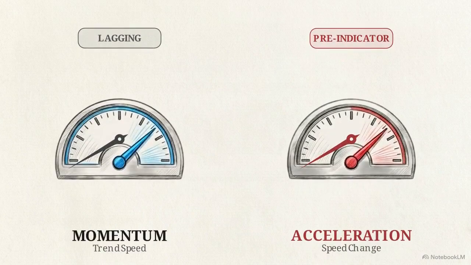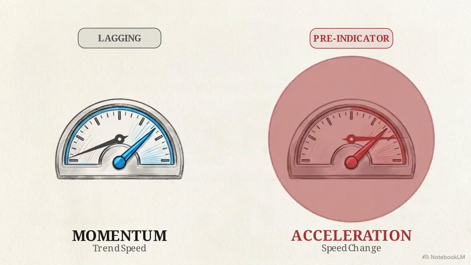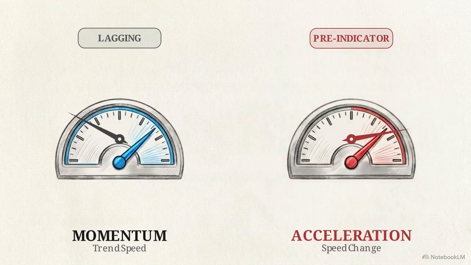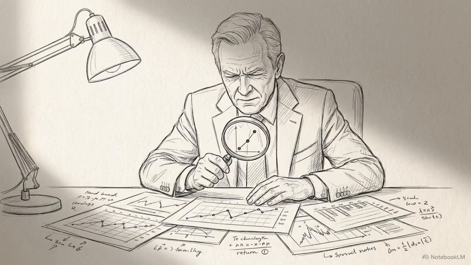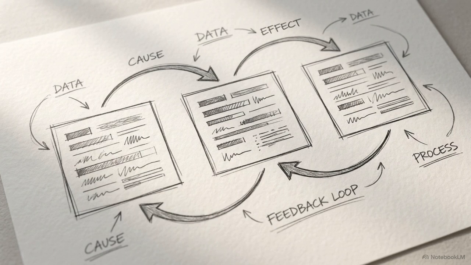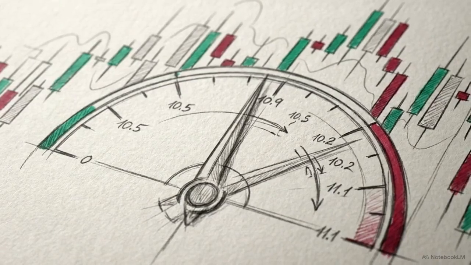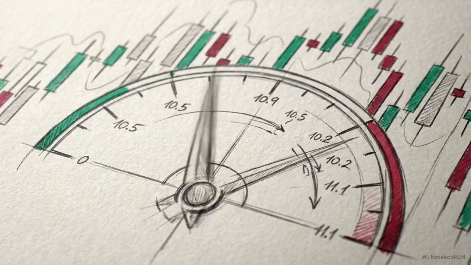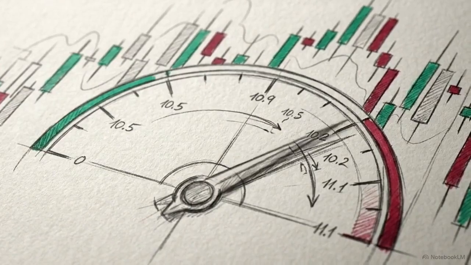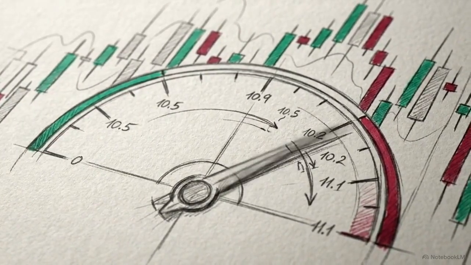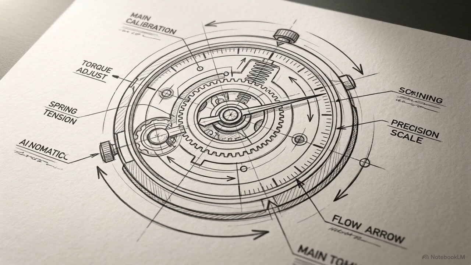Capturing an entry before the crowd reacts requires a pre-indicator, a tool designed specifically to measure the pure speed of market changes. Legendary trader Bill Williams built his strategy around a specific sequence of market physics. He observed that acceleration changes before momentum, and momentum changes before price. By isolating that very first variable, acceleration, you can identify the exhaustion of a trend long before the actual price begins to turn. Williams created a specialized technical tool to track this exact metric, the Accelerator Oscillator, or AC.